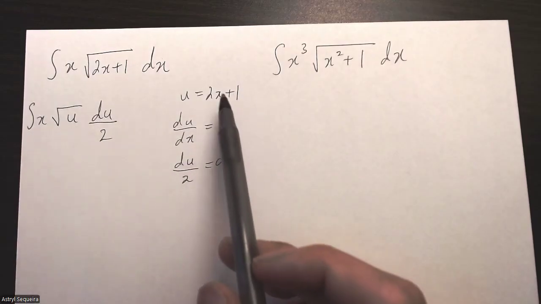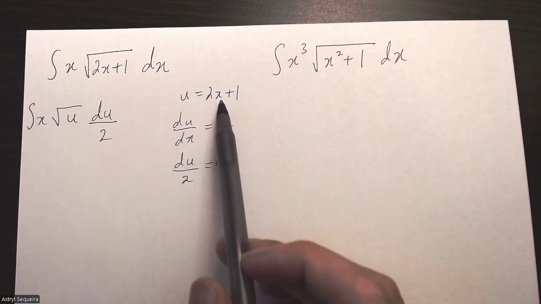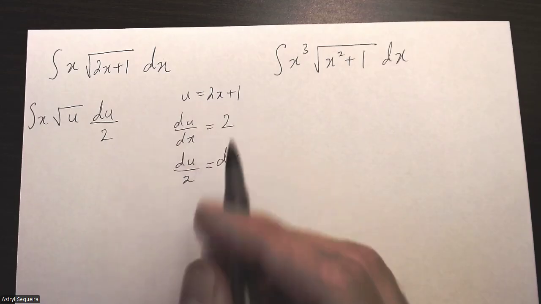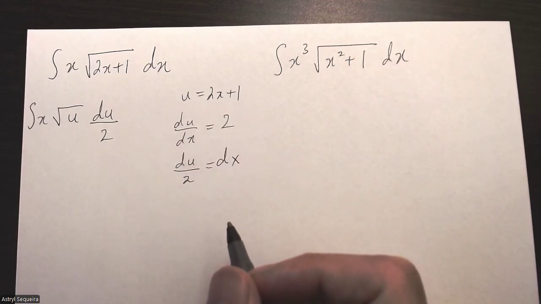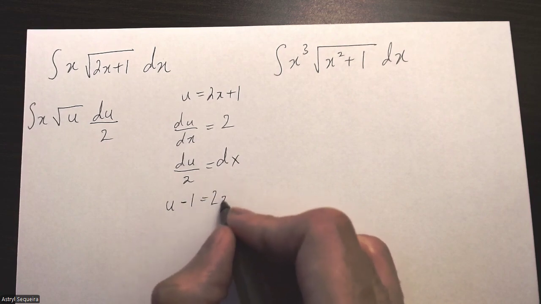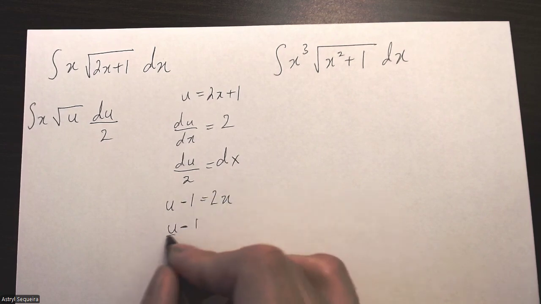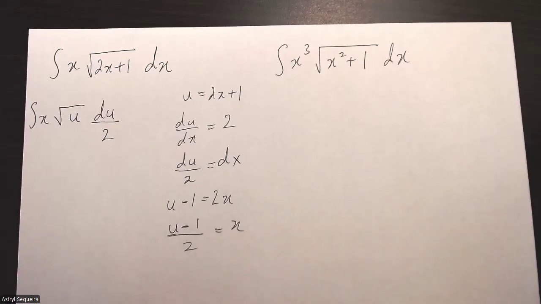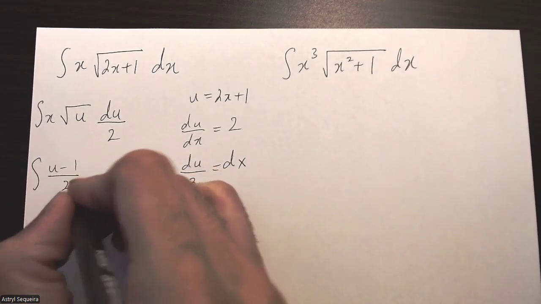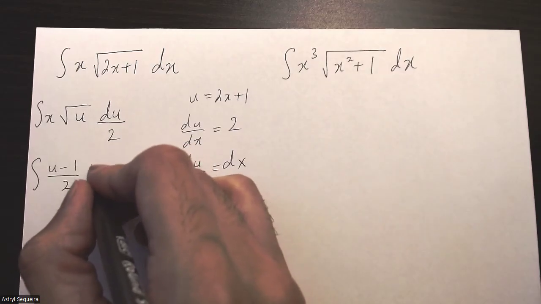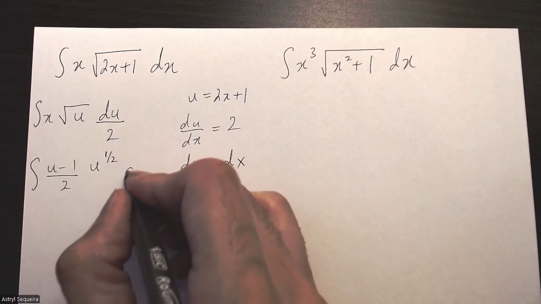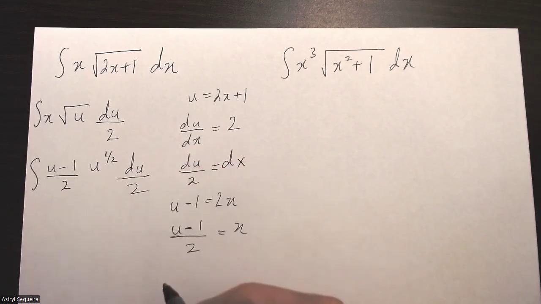But it's not too bad, because I know that I can get rid of the x by just isolating x over here in terms of u. I'll just start by subtracting 1, and then I'll just divide by 2. So I can now replace this x with u minus 1 over 2. I'll rewrite this as u to the power of half, so it's easier to simplify. Then I just have du over 2.